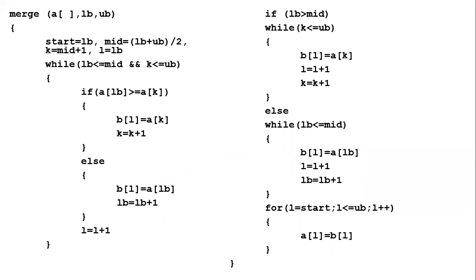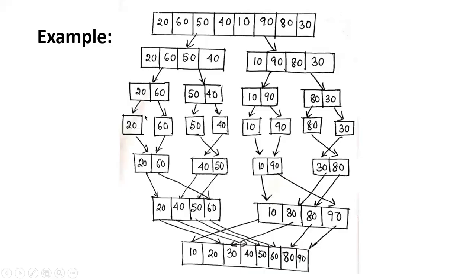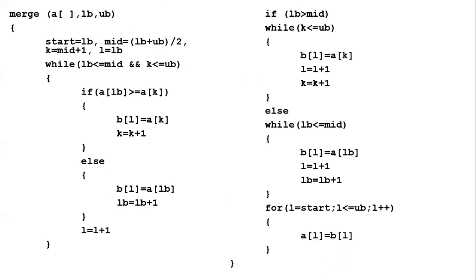So B array will have the data A[K] content and K will be increased. Otherwise, B array will have the data of A[LB]. Suppose the condition is 20, 60. That means 20 is lesser, 60 is greater. So in this case, the A[LB] content will be the content of the B array and LB will be increased. So the content of A[LB] will be stored in B array and LB will be increased.